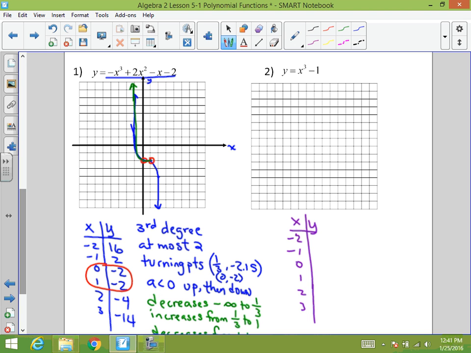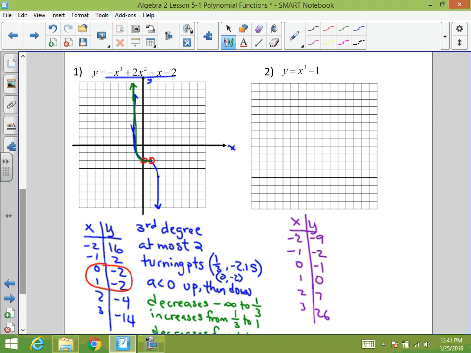If I put in -2 cubed, that's -8, minus 1 is -9. -1 cubed is -1, minus 1 is -2. 0 cubed is 0, minus 1 is -1. 1 cubed is 1, minus 1 is 0. 2 cubed is 8, minus 1 is 7. 3 cubed is 27, minus 1 is 26. So I'm obviously not graphing that point.